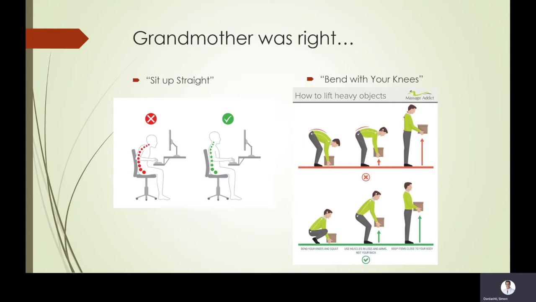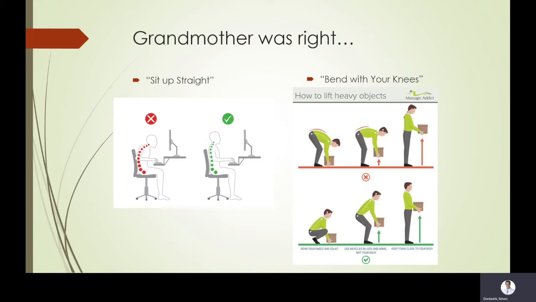And honing in on this idea of sitting and standing and lifting and proper posture and positioning, I always talk to my patients about how grandmother was always right, that sitting up straight is extremely important for the low back. If you look at this picture of the individual with a curved back on the left side, you see that they're putting a tremendous amount of pressure on the low back. But when you sit up straight, you're distributing your body's weight and engaging your core, and you're really protecting yourself.